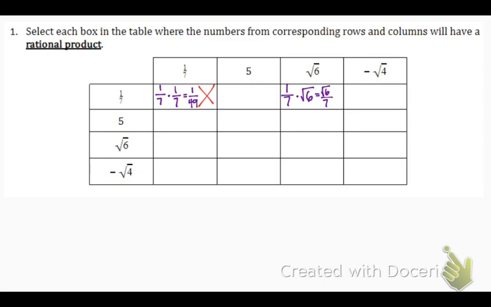Be careful. I'll leave that with you. I will just say a couple things. Make sure that you know how to multiply radicals times another radical. So for example, the square root of 6 times the square root of 6. Think about that one for a minute, and I want you to tell me if you should or should not select this box as a rational product. If I multiply the square root of 6 times the square root of 6, will I get a rational number or an irrational number? So think about that and answer this question.